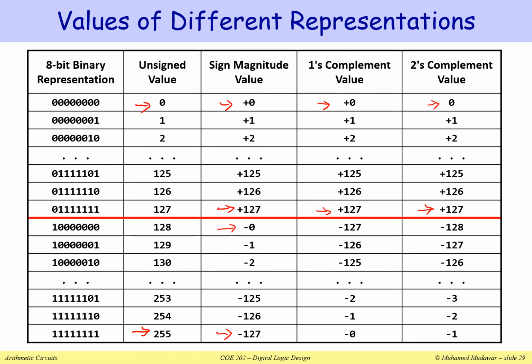So in the case of the 1's complement, notice that if this is plus 127, then this must be negative 127. Notice that if this is plus 126, this must be negative 126, and so on. So you can see that the decimal value of the number is different when it is represented in sign magnitude, 1's complement or 2's complement. Already we have seen the 2's complement value in the last slide.